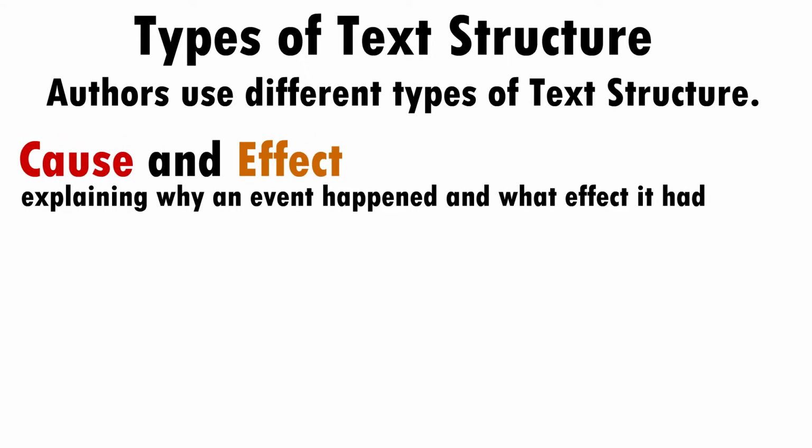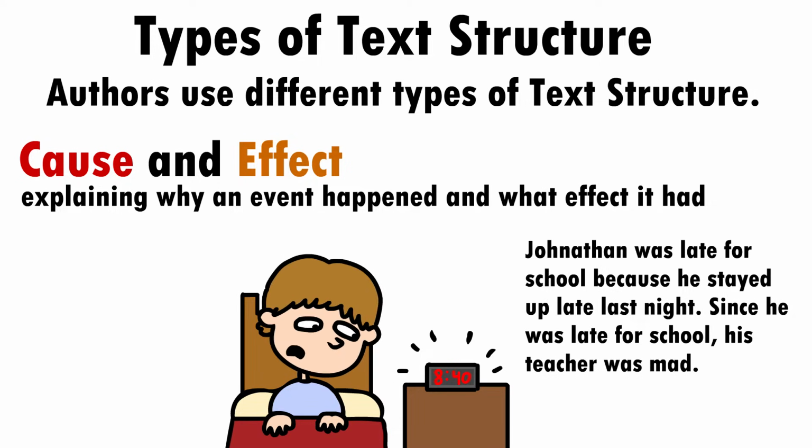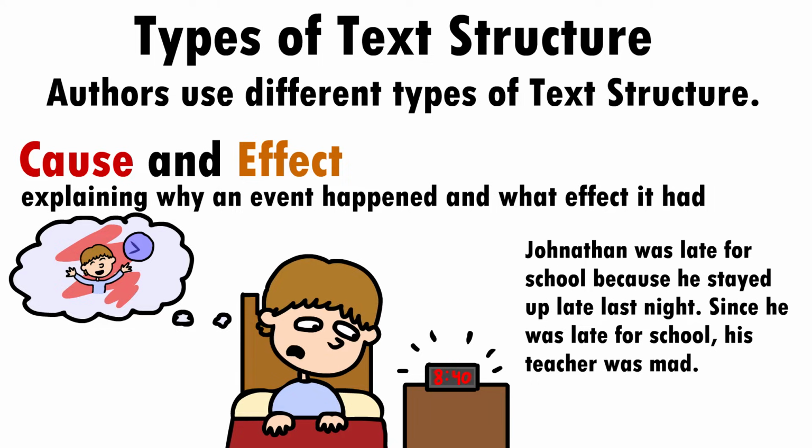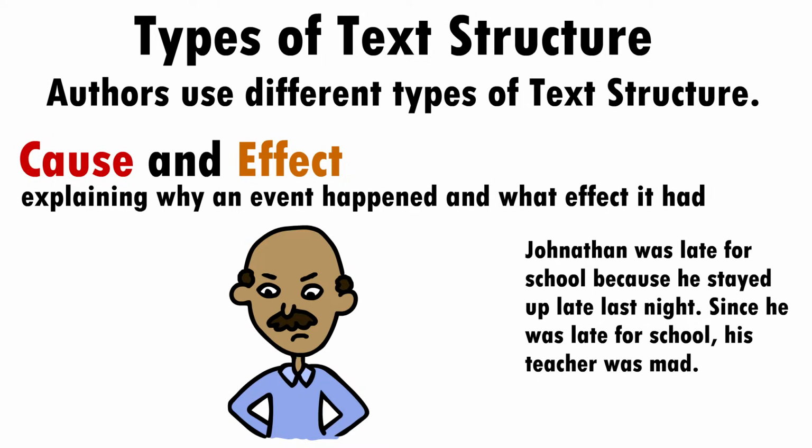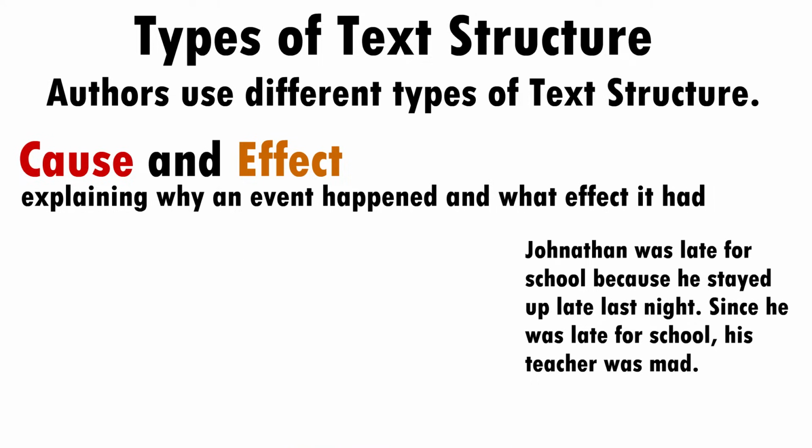In the case of cause and effect, this type of text structure deals with explaining why an event happened and what effect it had. An example of this will be an author telling a story about why a boy was late for school. In this, they could write, Jonathan was late for school because he stayed up late last night. Since he was late for school, his teacher was mad.